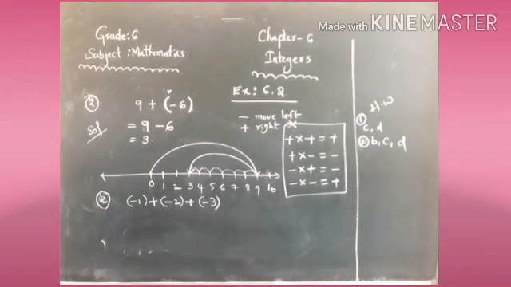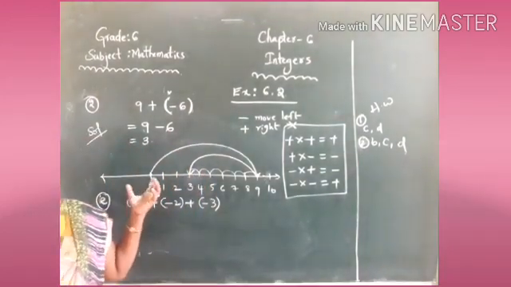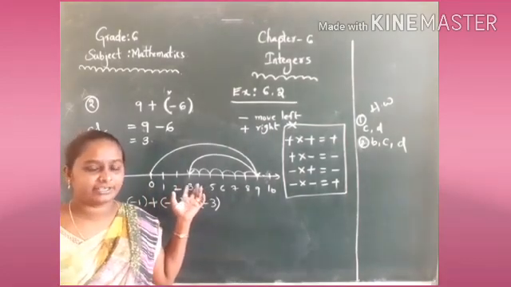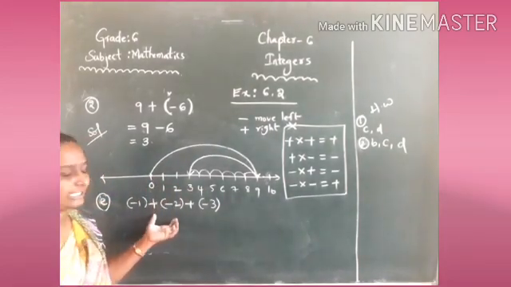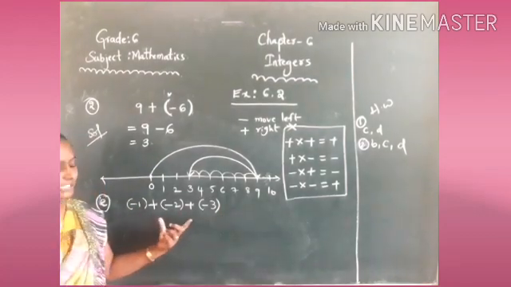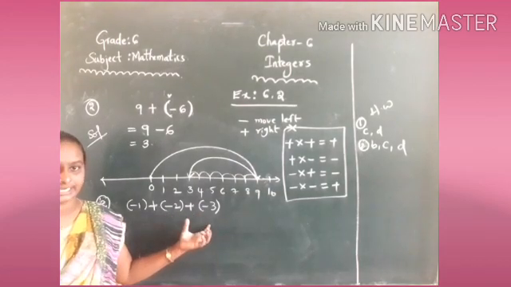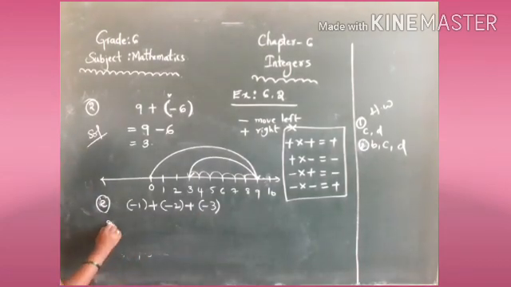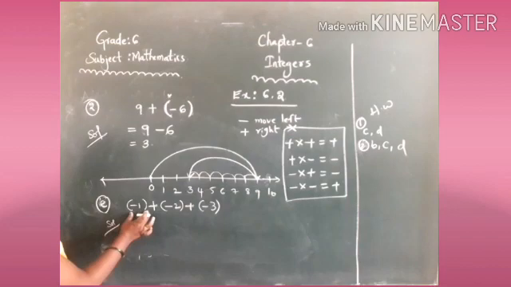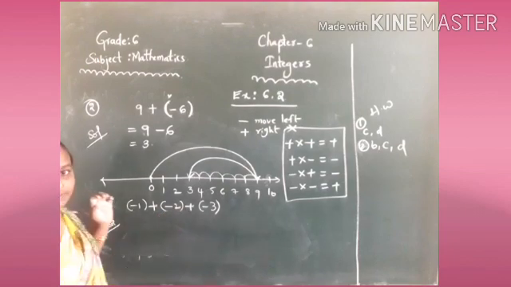So already I explained how to add two integers using the number line and how to add three integers using the number line. Here also he has given three integers. We have to add three integers using the number line. Observe here, there are brackets. These integers are in the bracket, so you have to consider it as multiplication.